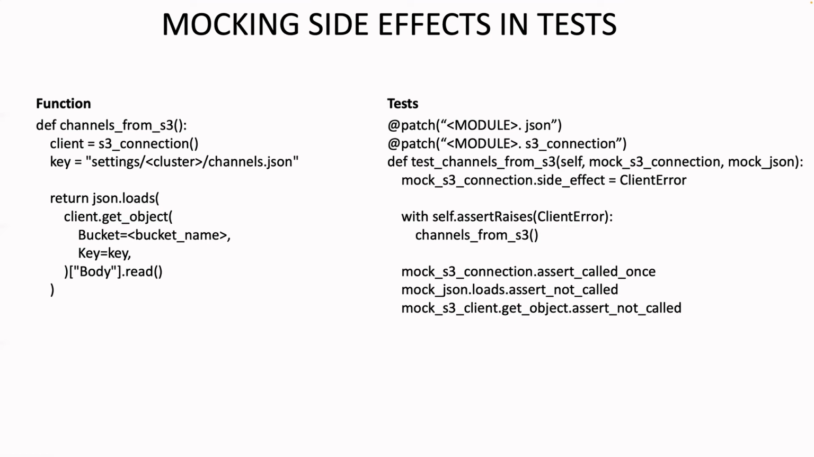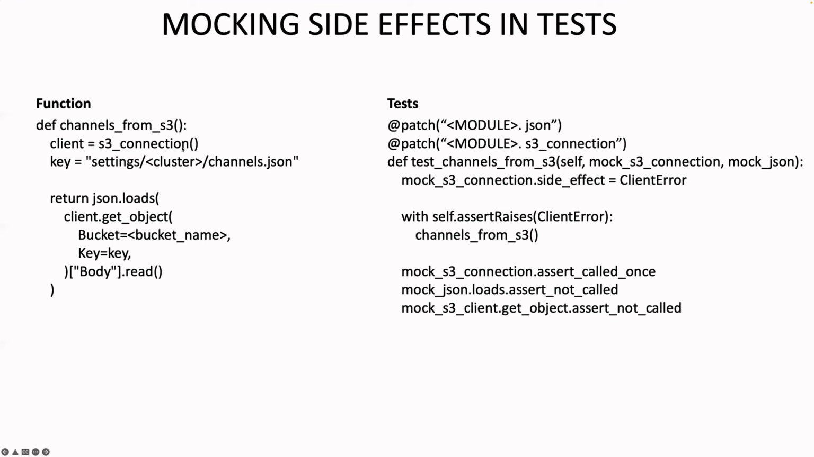But yeah, the idea is if channels from S3 is called, we expect in this test that a ClientError exception is going to be raised. And so that's what we're testing for, the failure in this case. And we also can go on to test even further, do the asserts on the mocks to make sure that the S3 connection was called, because that has to be called for the client error to be raised. But the JSON loads wasn't called, and neither was the S3 client get object, because once the error was raised, it stopped right here. The rest never got called.